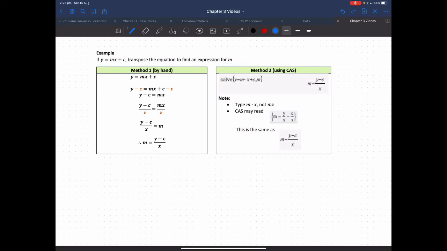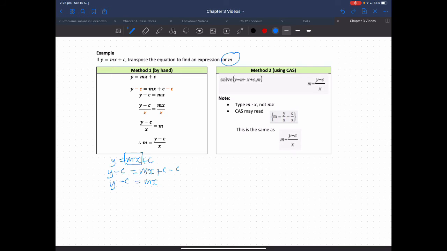So now I'm going to solve this equation that we're now given by hand. Y equals mx plus c. It has asked me to find an expression for m, so ultimately I need to get m by itself. The first thing I'm going to do though is get mx by itself. The way to get mx by itself is to remove the c. I have a plus c there, so I'm going to subtract c from both sides. Y minus c equals mx plus c minus c. So y minus c equals mx, as the plus c minus c have cancelled.